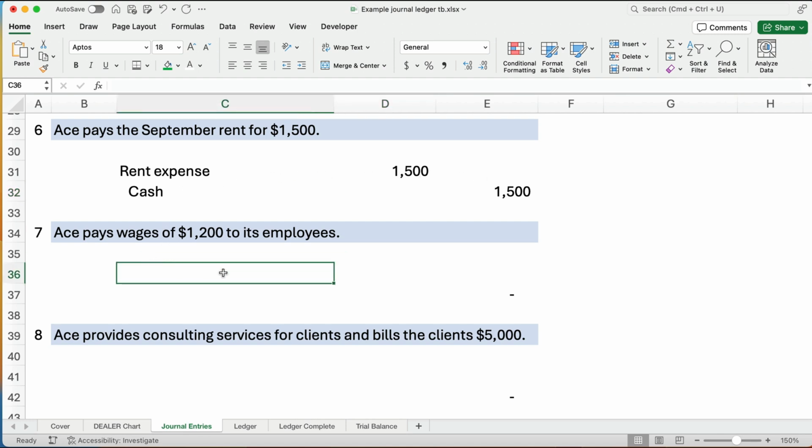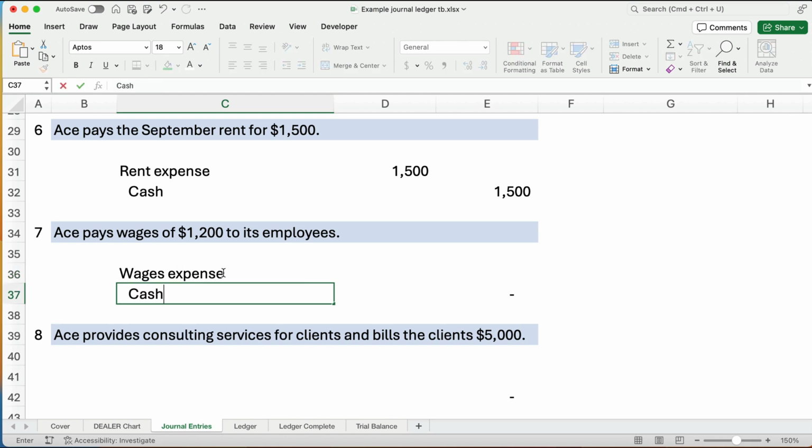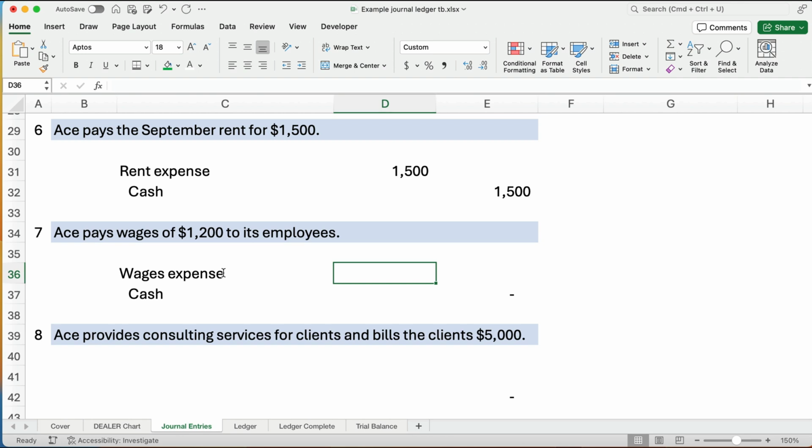All right, ACE pays wages of $1,200 to its employees. So we're going to say this is wages expense and credit cash. If you're an employee, you want cash. You're not going to accept anything else. So this is $1,200, wage expense and cash. Wage expense goes up. Cash is an asset that goes down.